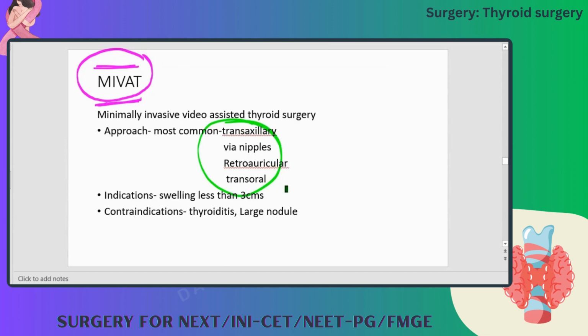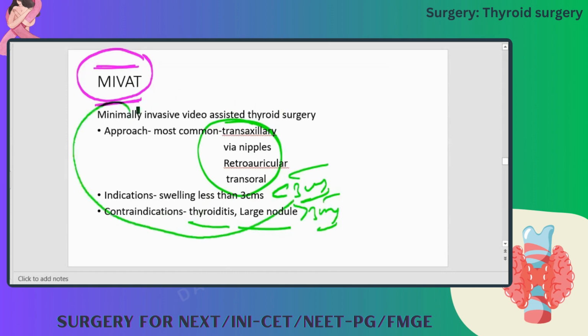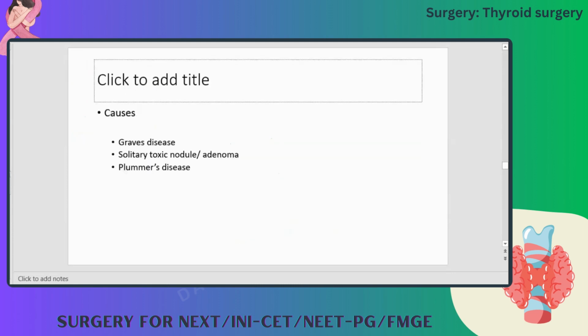The indication is a swelling of less than 3 centimeters only. If it is more, we can't do it. Contraindications are a large nodule, more than 3 centimeters, and thyroiditis, infection of the thyroid gland. But this is a failure actually; not many people do this. We can close it nicely in such a way that the scar is not visible. Just for completion's sake, sometimes they may ask you the approaches also: transaxillary, nipple or subareolar, retroauricular, transoral. Four ways to do minimally invasive video assisted thyroid surgery.